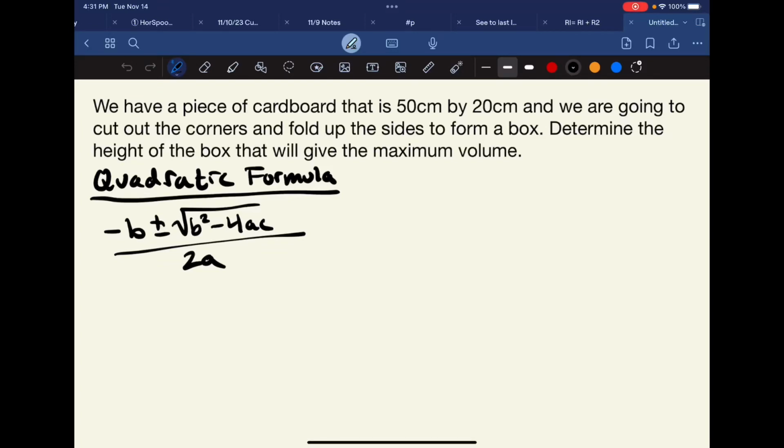All right, now for the last type of optimization with a box that we're going to talk about. This is going to be the type of problem where you cut something out of the corners of a box and then fold that up. So here's what it's going to look like.